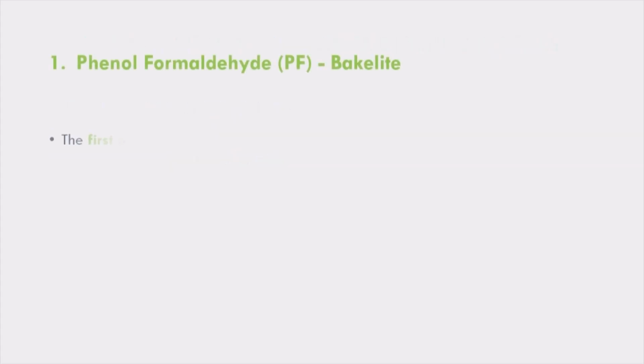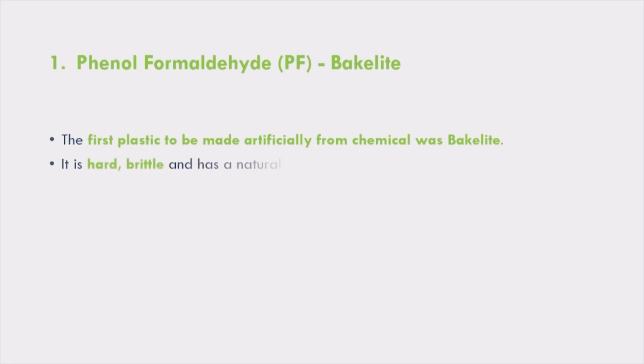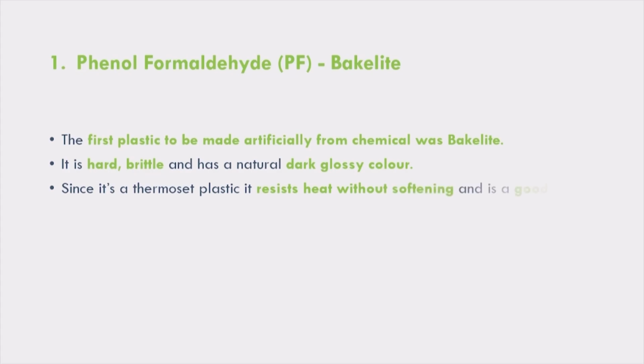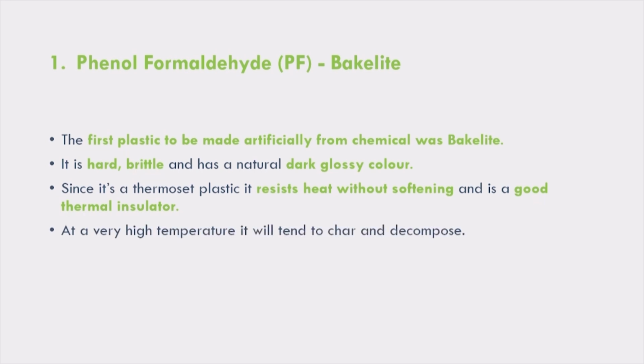Phenol-formaldehyde (PF), Bakelite. The first plastic to be made artificially from chemicals was Bakelite. It is hard, brittle, and has a natural dark glossy color. Since it's a thermoset plastic, it resists heat without softening and is a good thermal insulator. At a high temperature, it will tend to char and decompose.